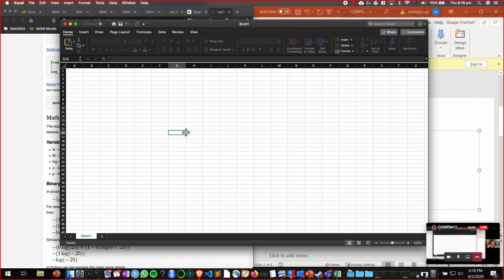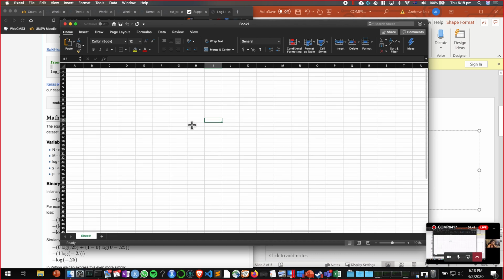Oh, and by the way, in Microsoft Teams, I believe you can zoom in and out. So if you hit Control or Command, depending on what operating system you're on, and scroll, I think you can zoom in and drag the screen, if it's a bit hard to see.